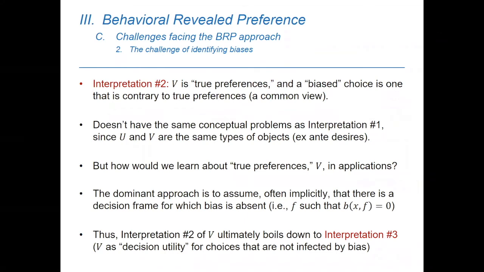We aren't distinguishing here between U being decision utility and V being something else. U is decision utility, V is decision utility. But U tells you the decision utility that would apply in effect for any frame, whereas V tells you the decision utility that would apply for the right frame, whatever that means. And that's something we'll have to clarify.